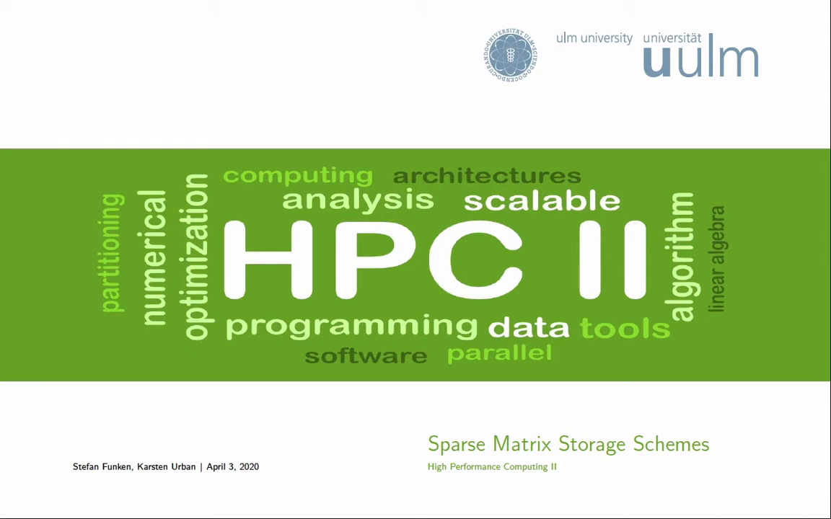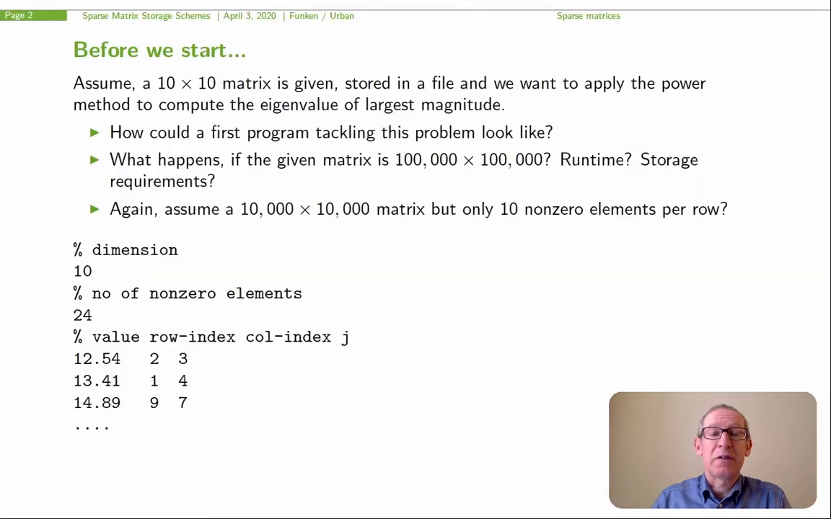Today I want to introduce you to sparse matrix storage schemes. Before we start, let's consider the following example. Assume a 10 by 10 matrix is given, stored in a file, and you want to apply the power method. Let's say you want to compute the matrix vector product of the given matrix with a random vector. So how could a first program tackling this problem look like?